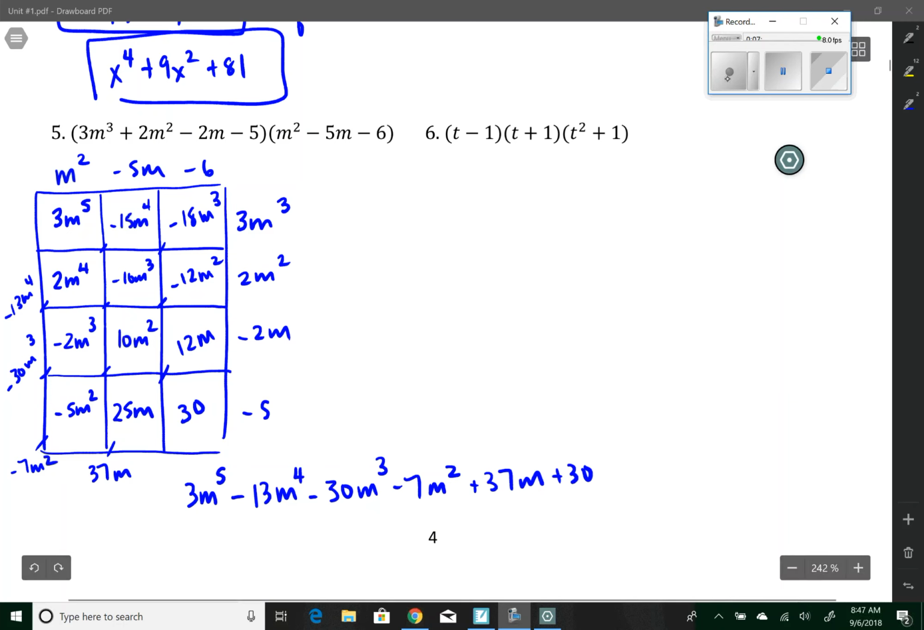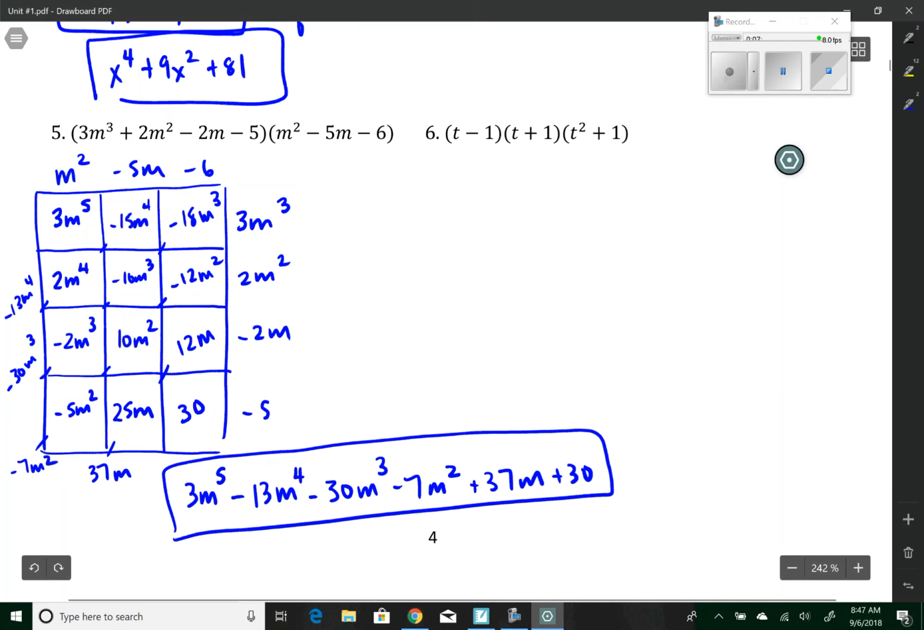This is just an example of what we would call a 5th degree polynomial. There is a special name for m to the 5th power. I believe it's called quintic, but you don't need to know that. All right, let's look at number 6. Number 6 has 3 separate parentheses, so we need to take 2 at a time. So this first one, t minus 1 times t plus 1, if you do some quick distributing there, or if you remember the rule from class, anytime you have a t or an x minus 1, the minus 1 is going to create some cancellations.